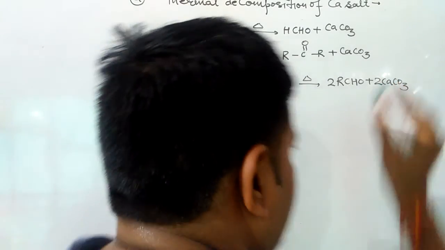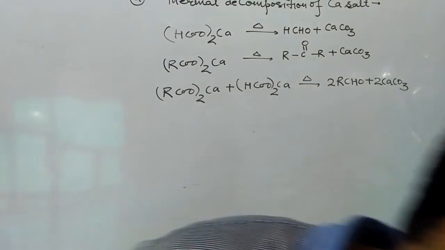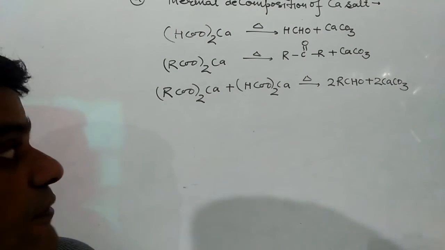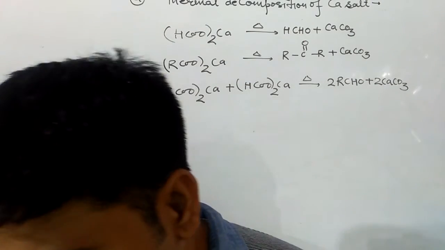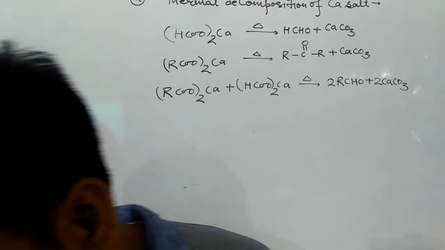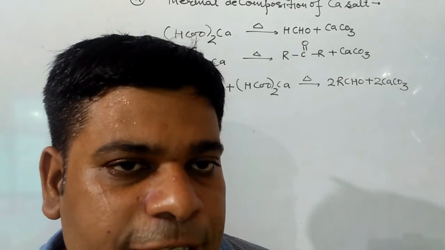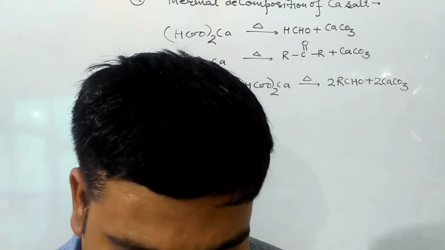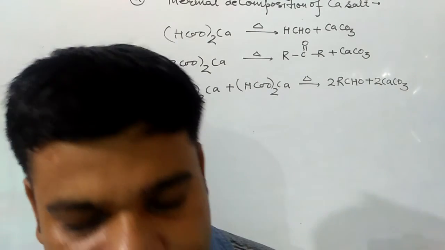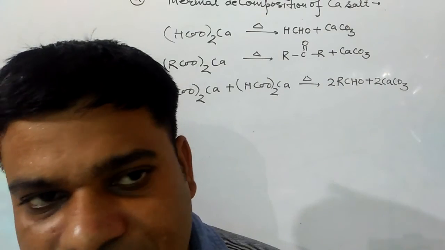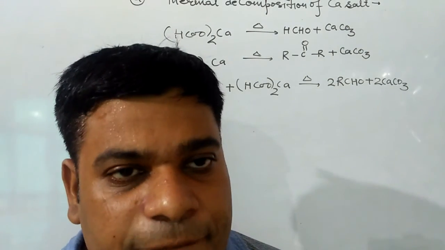If calcium formate is decomposed, then the product formed will be formaldehyde plus limestone. If calcium carboxylate is decomposed, then we will get ketone plus limestone. And if mixture of these two is thermally decomposed, then we will get aldehyde other than formaldehyde. For example, if calcium acetate is decomposed, then the product formed will be acetone. And if calcium formate plus calcium acetate is decomposed, then product formed will be acetaldehyde.